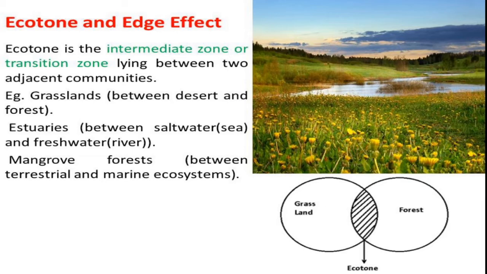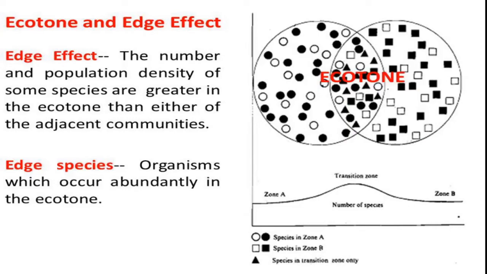Similarly, an estuary is an ecotone between freshwater and saltwater, that is, between river and sea. Like that, the mangrove forest represents an ecotone between marine and terrestrial ecosystems. The transition zone is well marked in the diagram provided here. The number and the population density of some of the species are much greater in the ecotone than the two adjacent communities. It is called edge effect.